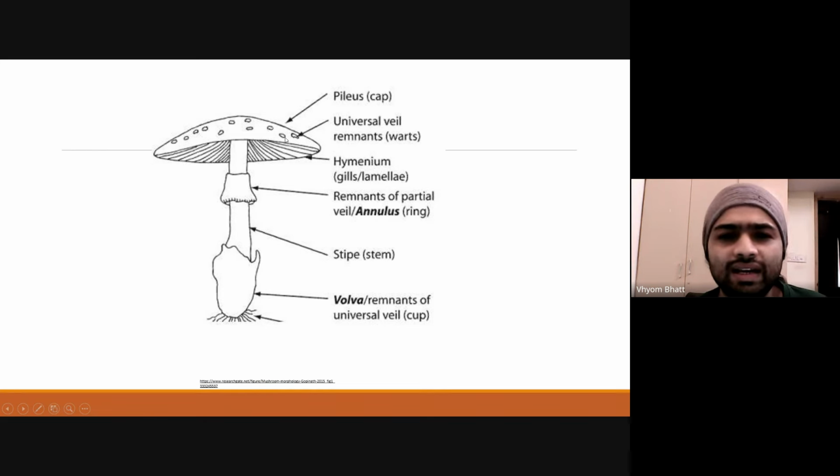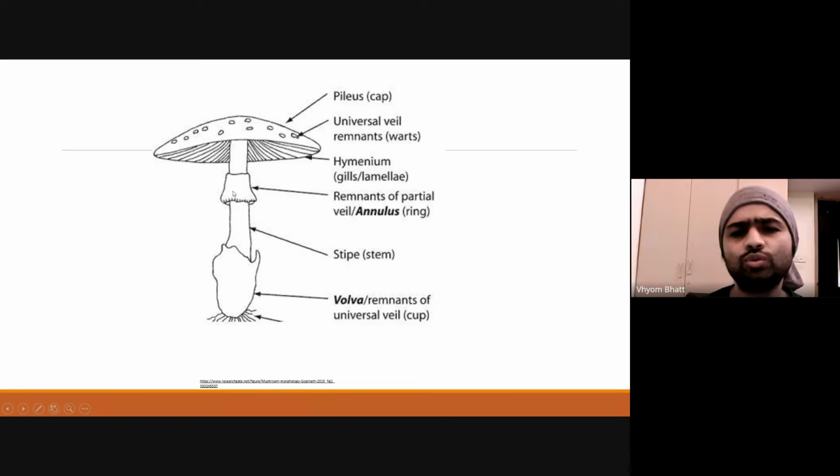Then there are certain decorations on the mushroom. It can be a universal veil or some other sort of thing, which I will come into detail on going ahead. Then the underside of the mushroom is the hymenium, which is also called the gills. These are the spore bearing surfaces. If you see a spore release video of mushrooms, the spores, the powdery substance coming out of the underside, are from the gills.